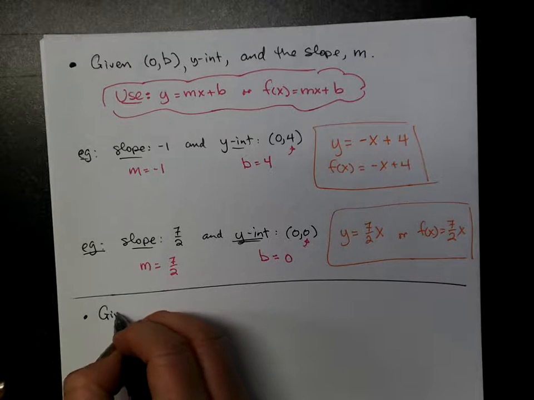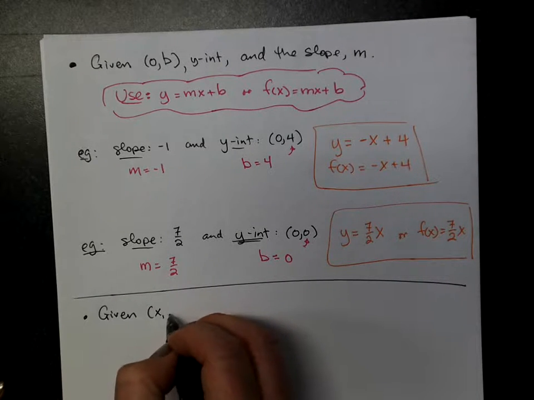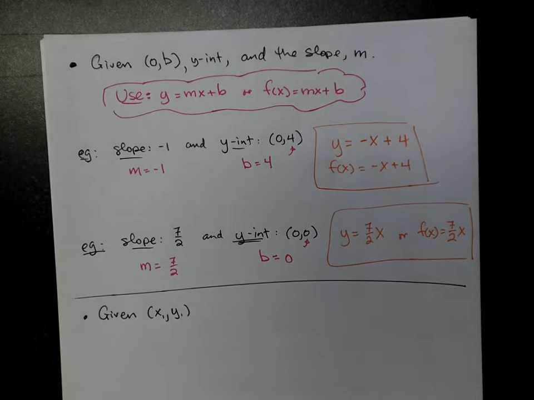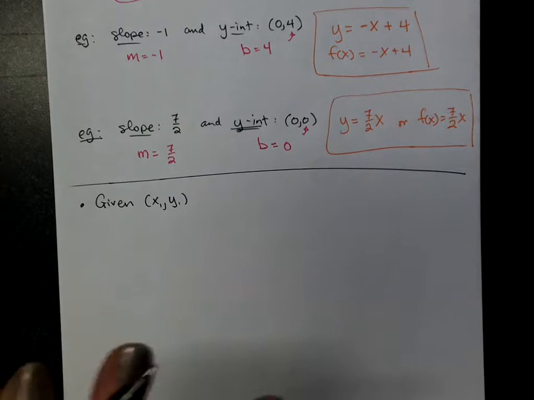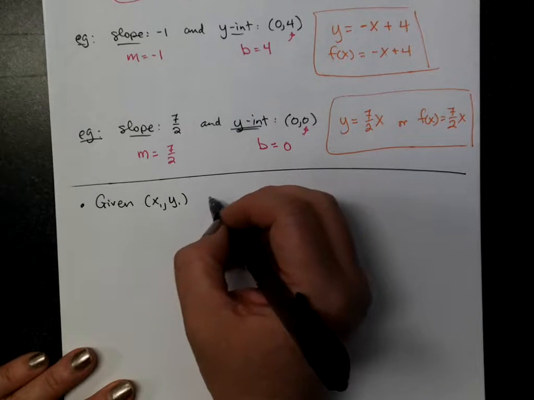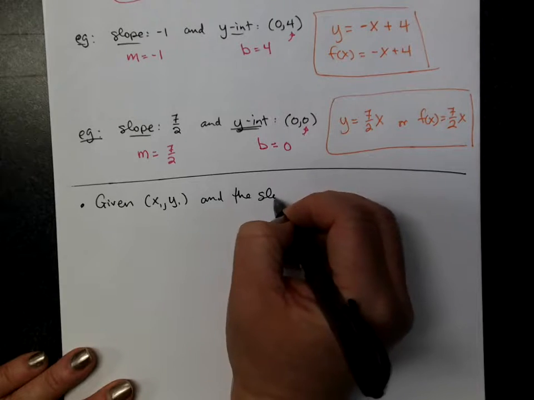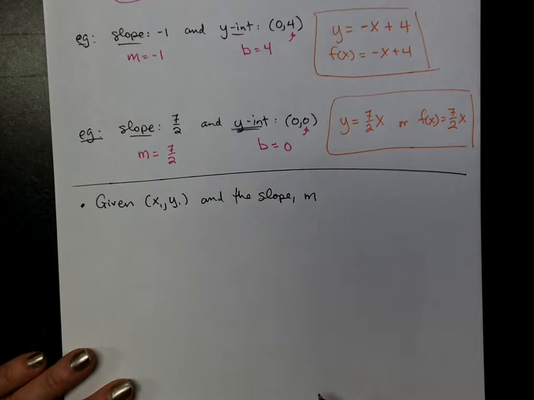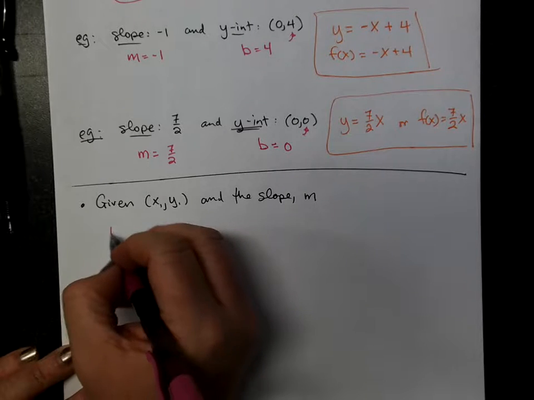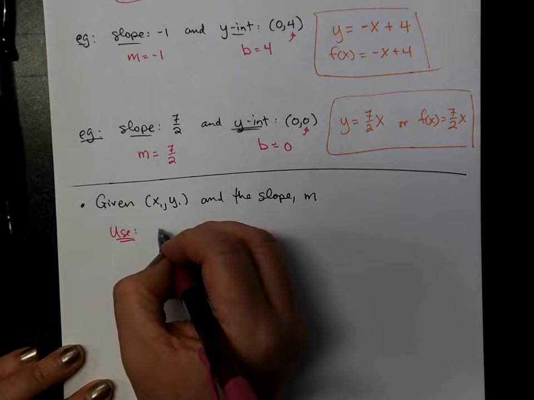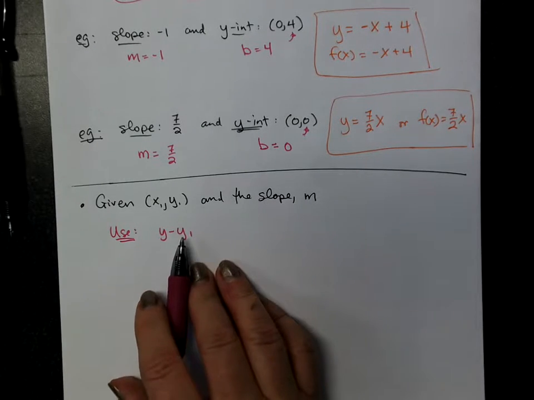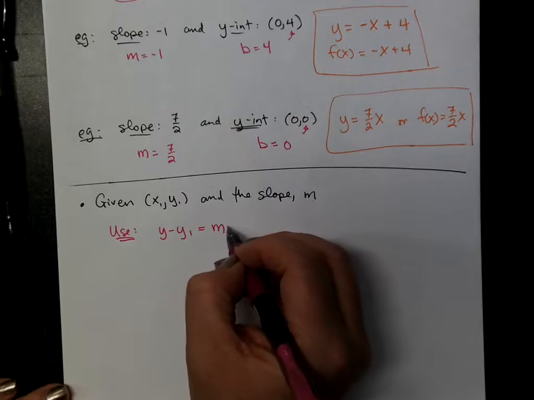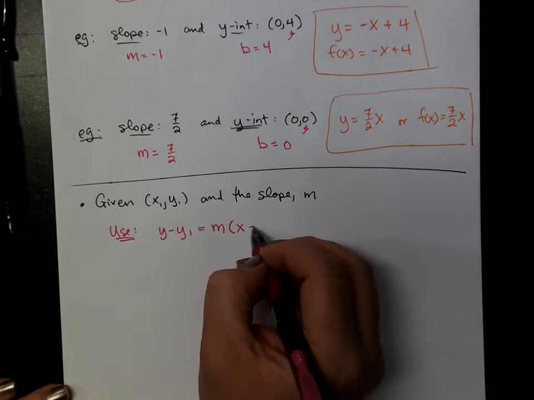However, if you are given just some other random point, we'll call it x1, y1, some point that is not the y-intercept, it might even be the x-intercept. Okay? It might be x, 0. Doesn't matter. It's still a random point. It's not going to help us in this case. So you're given some point and the slope, m. Then you are going to use y minus y1. There's just a y, plain old y, and then minus your y coordinate is equal to your slope times x minus your x coordinate.